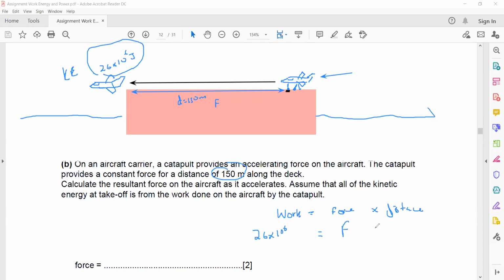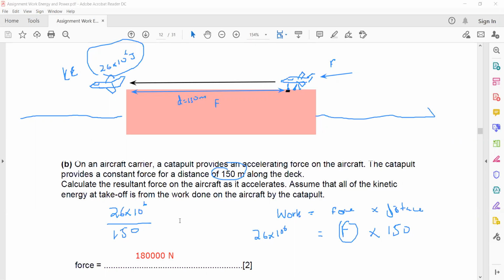Force we don't know, and the distance which we move is equal to 150 meters. So we need a force which is accelerating this plane. So work done divided by distance will give the force. So it is 26 exponent 6 divided by 150. What's the answer? So it will be 180.